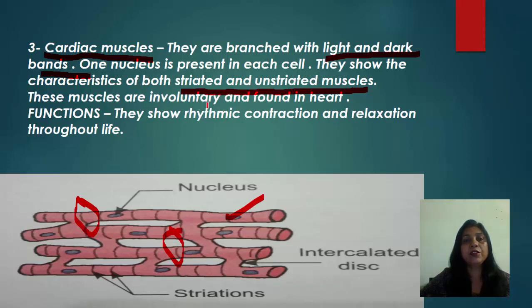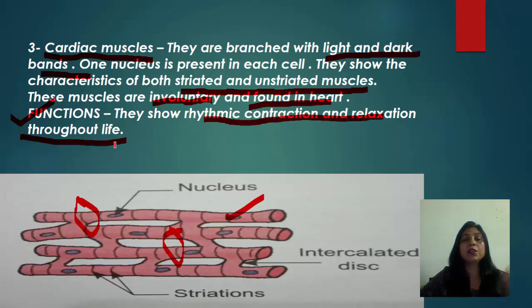These muscles are involuntary. Involuntary means they do not work on our will or with our mind. They work on their own and they are found in the heart. These cardiac muscles are a special type of muscles and they are present only in the heart. And what is their function? They show rhythmic contraction and relaxation throughout life. From the time the baby is in the mother's womb till the end of life, these cardiac muscles work non-stop 24 into 7.